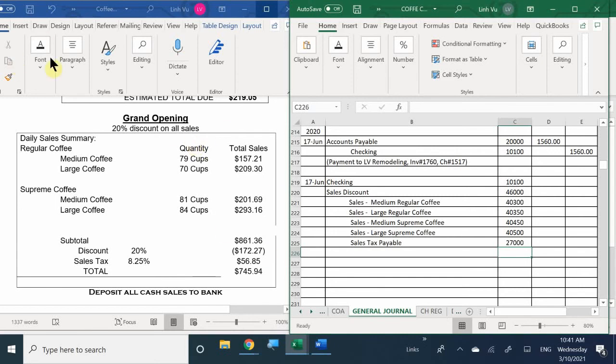Like I've mentioned before, I've already calculated this for you, because your job is not to calculate your total sales. I'm going to give you the receipt of the total sales, and you're just going to update the journal and update the inventory. So in this case, first things first, how much cash did I receive? 745.94. Okay. How much was my sales discount? 173.27. Good.